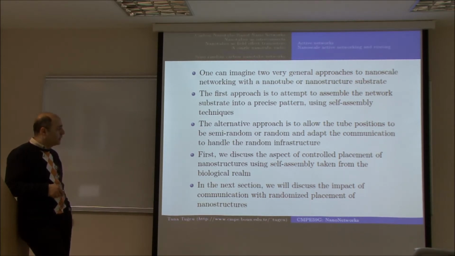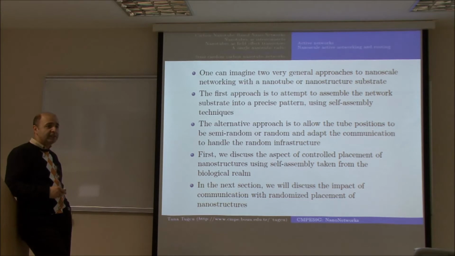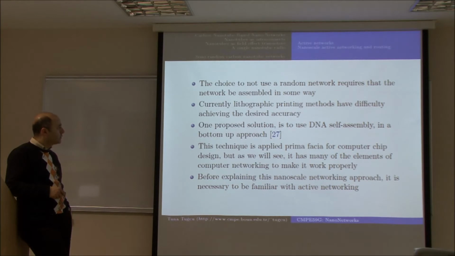So first we will discuss the aspect of the controlled placement of the nanotubes using self-assembly. Since you cannot place them by hand, you have to find a way of self-assembling them in a regular pattern. And we will be benefiting from the biological realm to achieve this. So in the next section, we'll be discussing the impact of communication with the randomized placement of these carbon nanotubes or nanostructures.